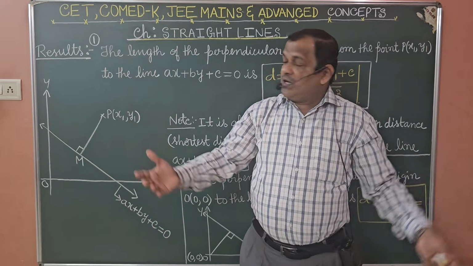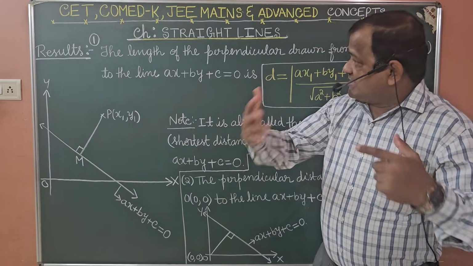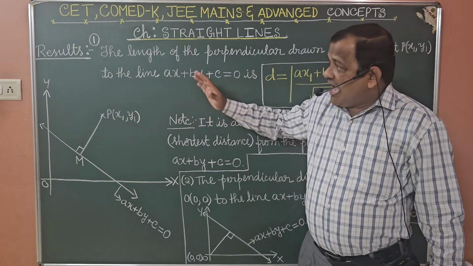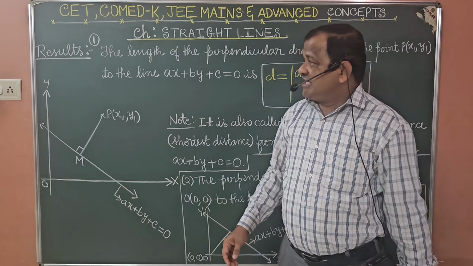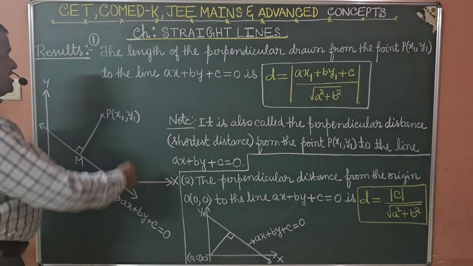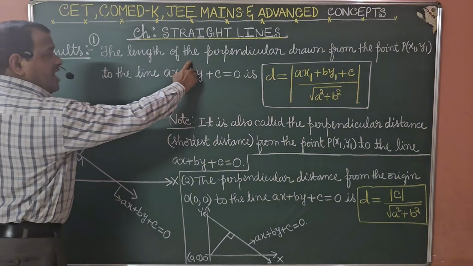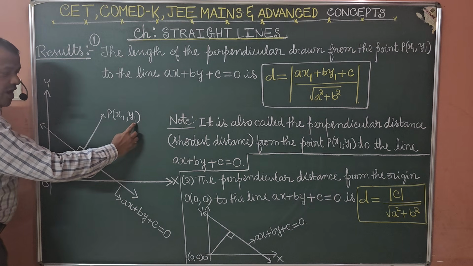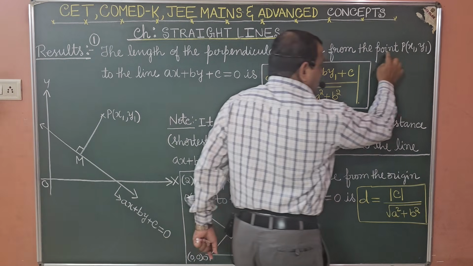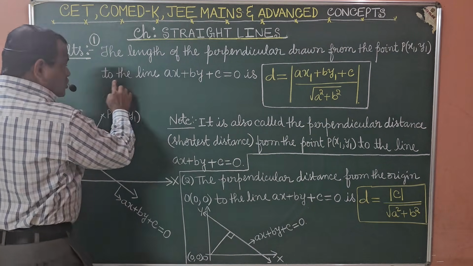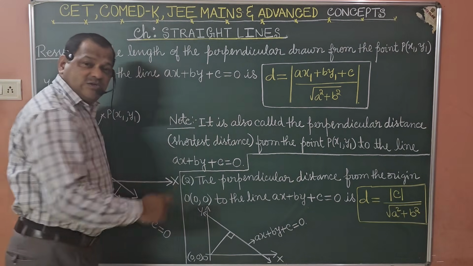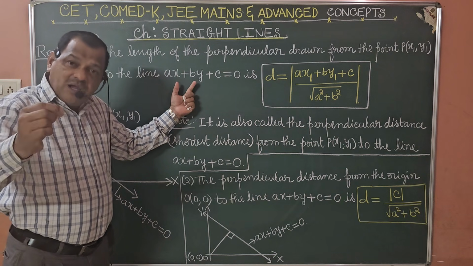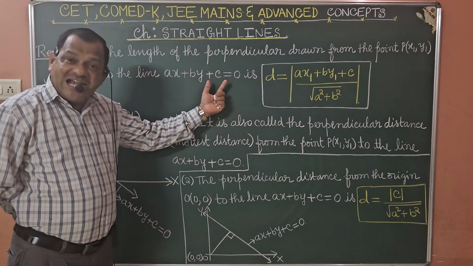So dear students, let's continue with the concept of straight lines chapter, the basics, and I'm going to give you 3 more results. So here I have written one result which speaks about the length of the perpendicular, drawn from the point P of x1, y1 to the line ax plus by plus c equal to 0. This is the standard form of the equation of the line. I hope now you are familiar with this standard form.